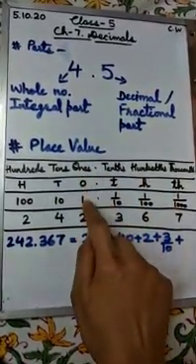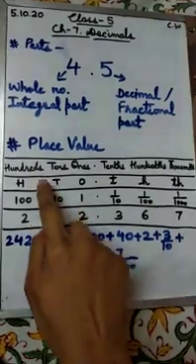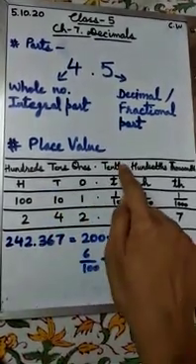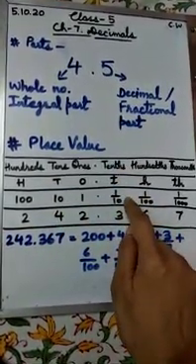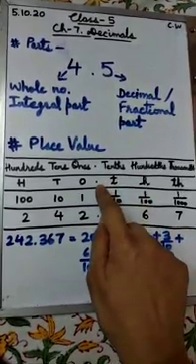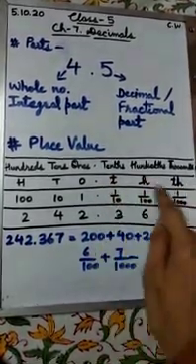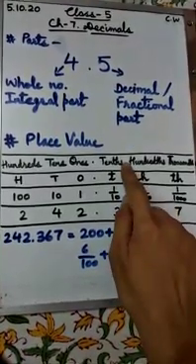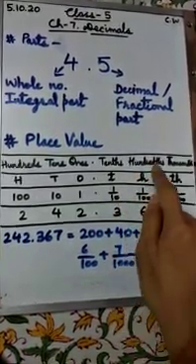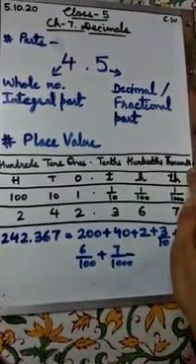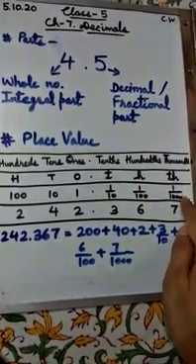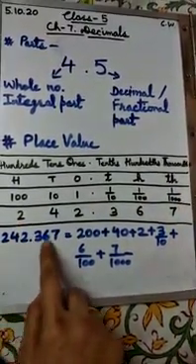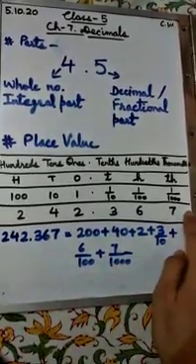The value of ones is 1, tens is 10, hundreds is 100, and the value of tenths is 1 upon 10. As we know that the decimal part is also called the fractional part, that's why the places are shown in the form of fractions. Tenths is 1 by 10, hundredths is 1 by 100, thousandths is 1 by 1000. So we have placed the given number in the place value chart.